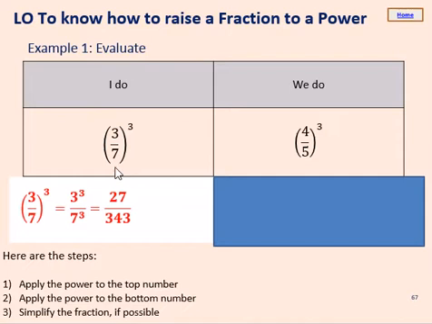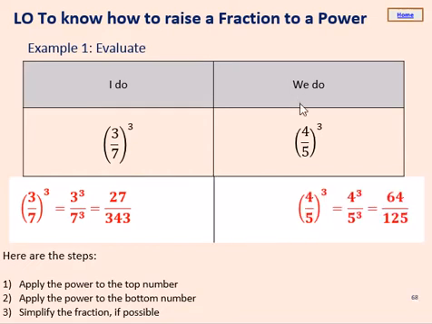So 3/7 to the power of 3, really simple. We just do 3 to the power of 3 and 7 to the power of 3, and then calculate. So 3 to the power 3 equals 27, 7 to the power 3 equals 343. It is literally just that simple, applying the power to both the numerator, the top number, and the denominator, the bottom number. Please copy that example down and then try the we do as well.